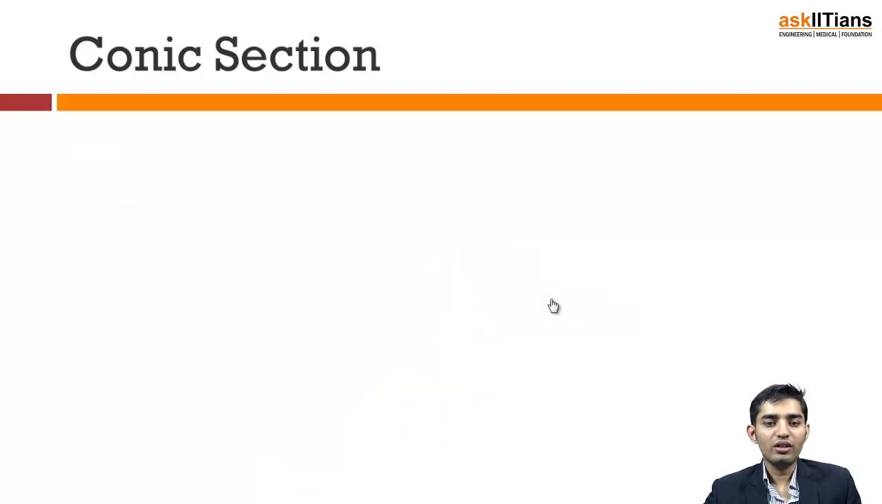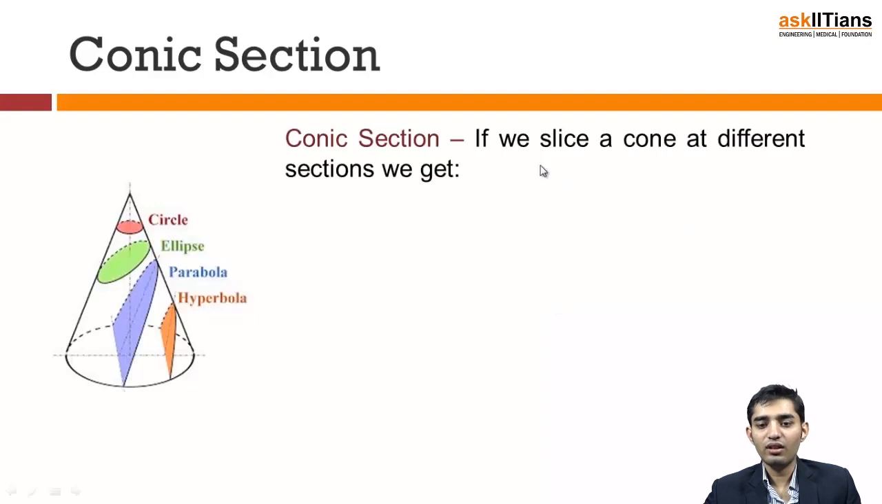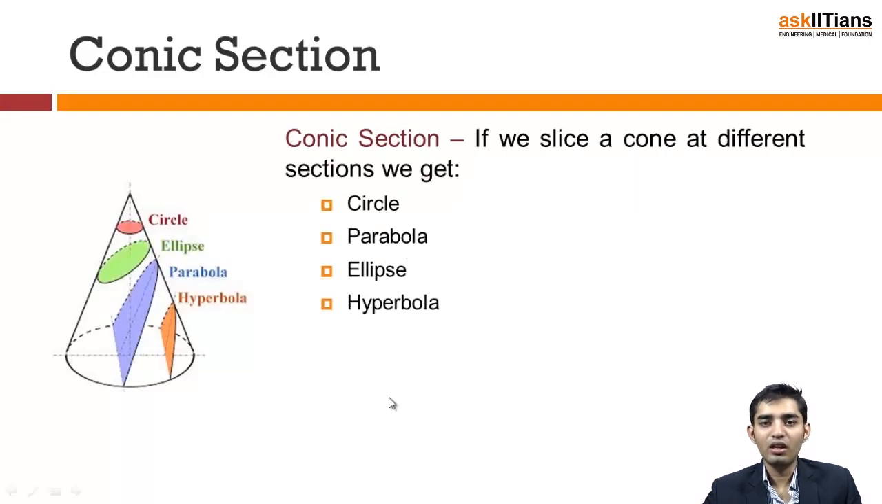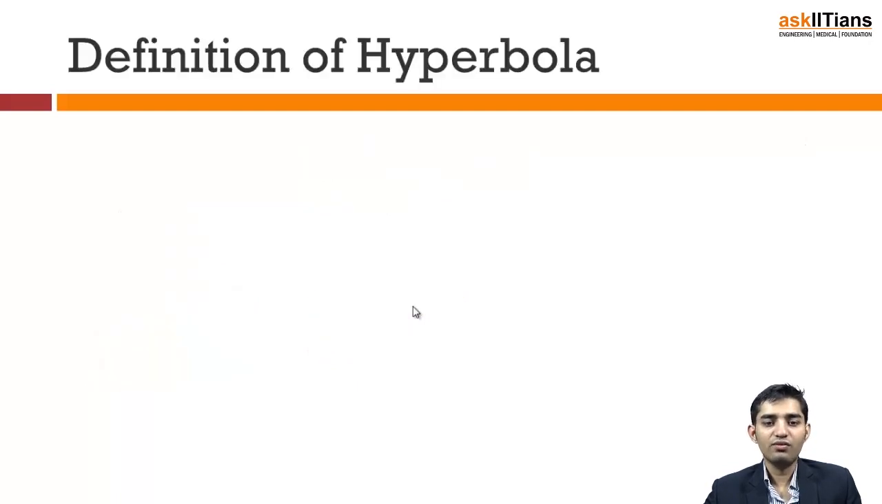So why the name conic section? Because if we slice a cone in different sections, we get circle, parabola, ellipse, and hyperbola. In this video we are going to focus mainly on the last one, which is hyperbola. So let's start with the definition of hyperbola.